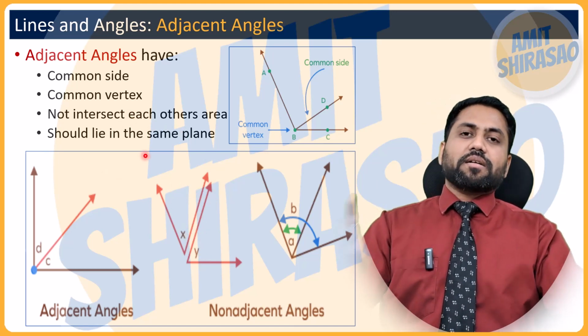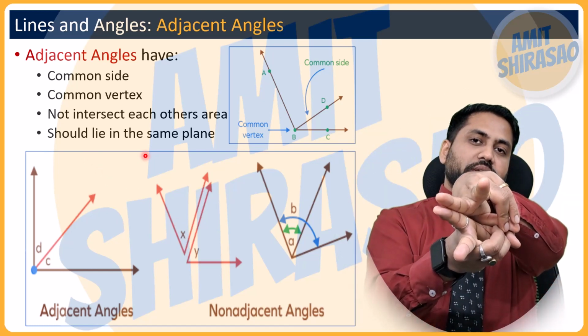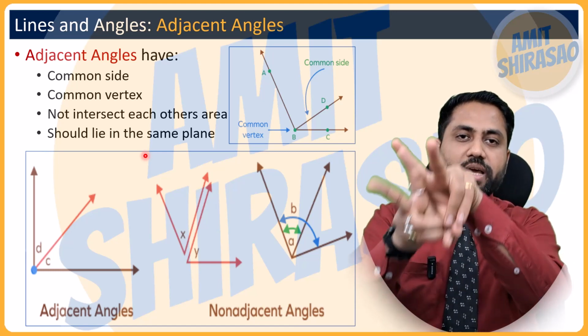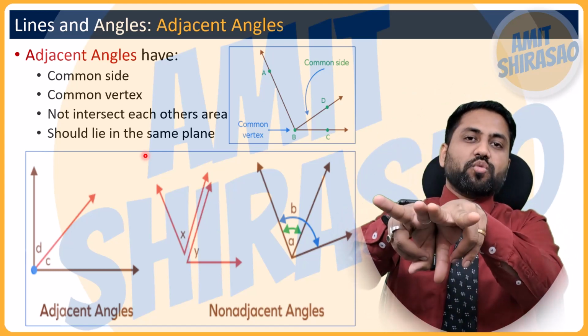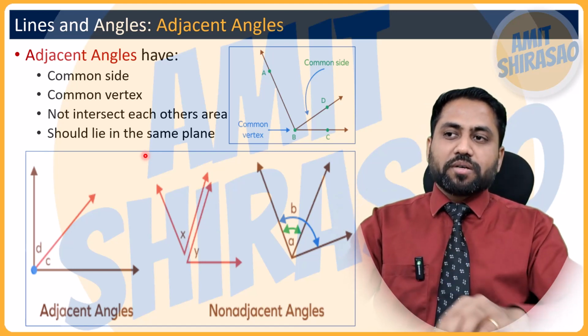And lastly, let us say these two angles are like this in 3D. Okay, so they do not lie in the same plane, then they are not adjacent angles, because adjacent angles is a 2D concept, so they have to come into one plane first, then they will become adjacent.